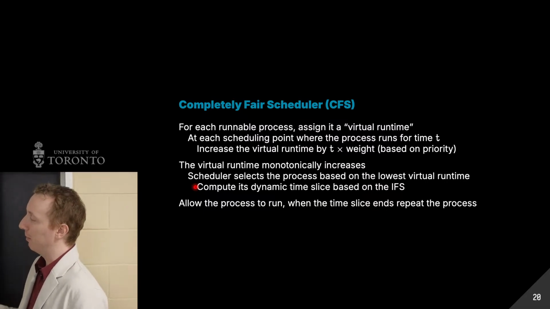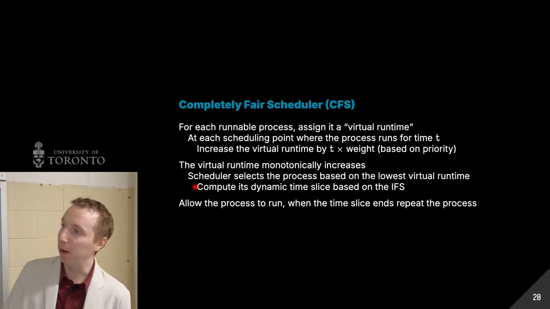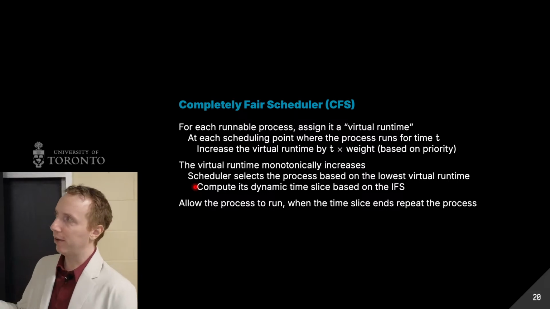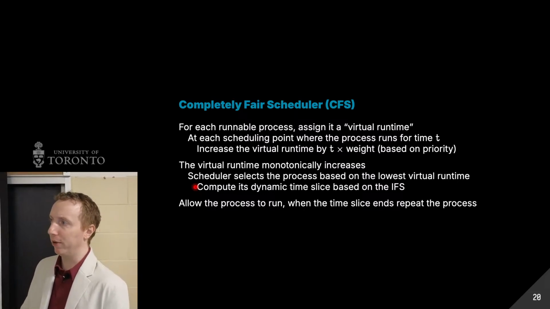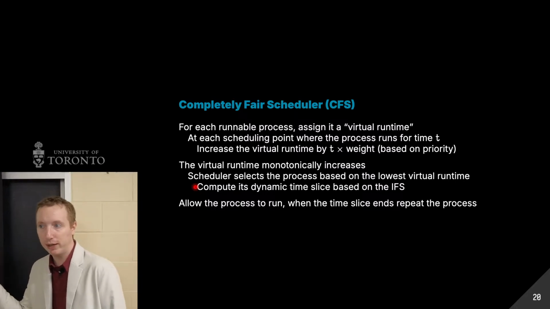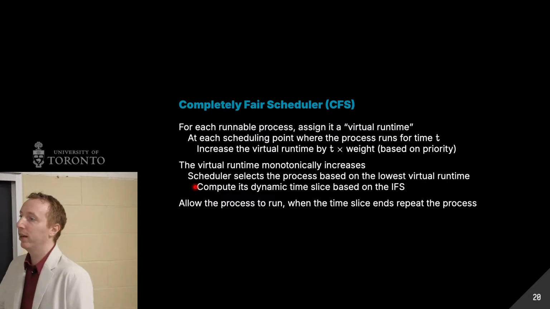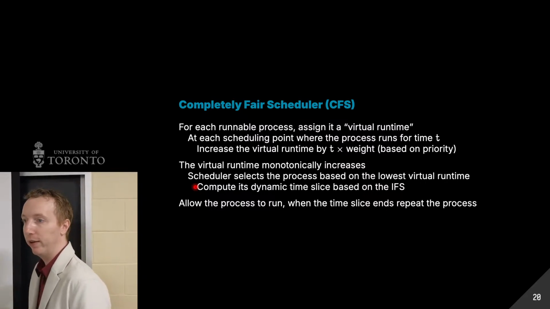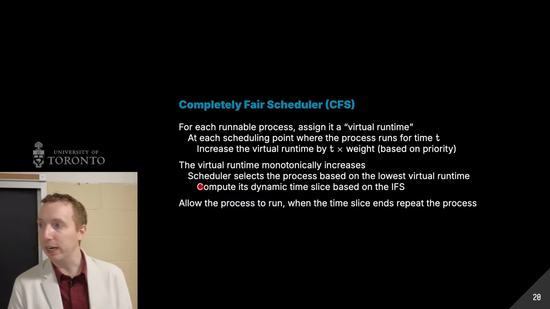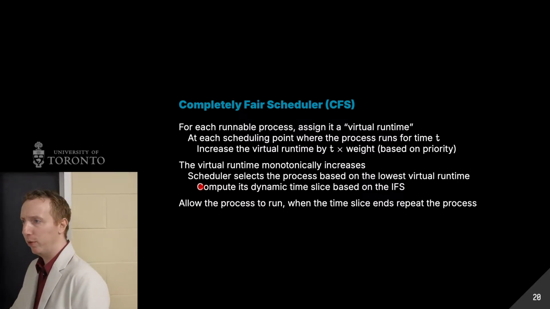this is where it gets a bit fudgy. We compute its dynamic time slice based off that ideal fair scheduler. So if we only ran for 1 second and the next highest runtime was like 4 seconds, we might say, okay, our time slice should be at least 3 seconds in order to catch up to that other process, maybe a bit more. Again, a bunch of heuristics for this. The idea is to get a time slice that gets us closer to the other processes.